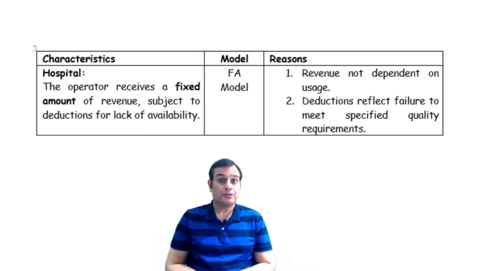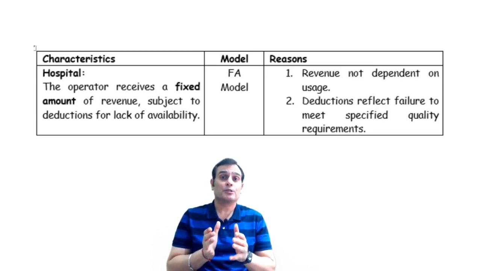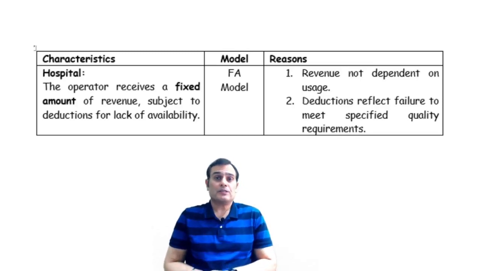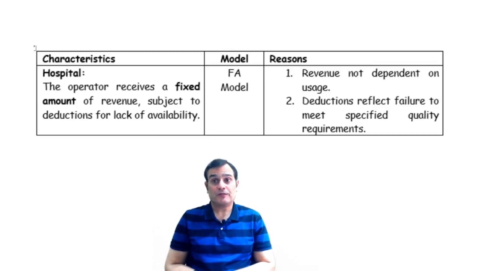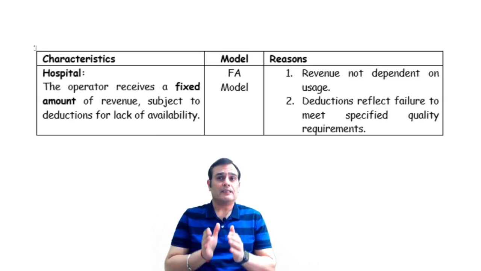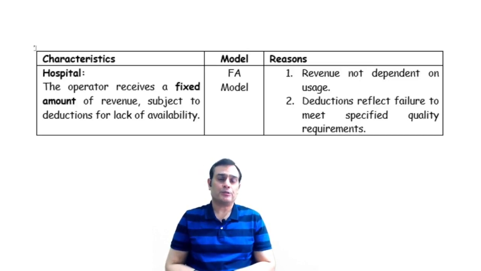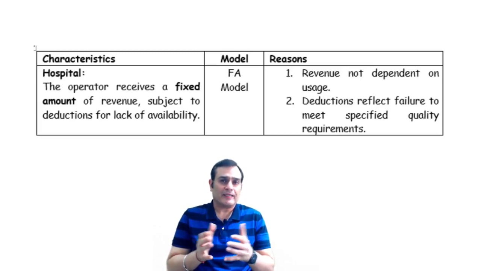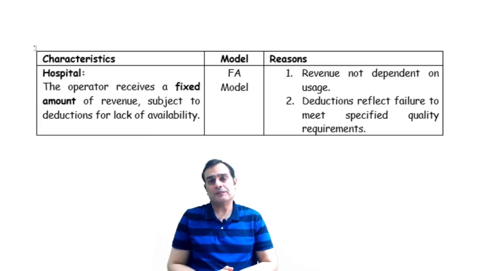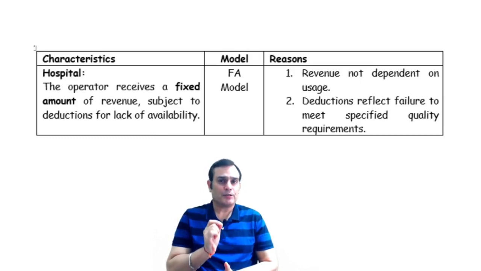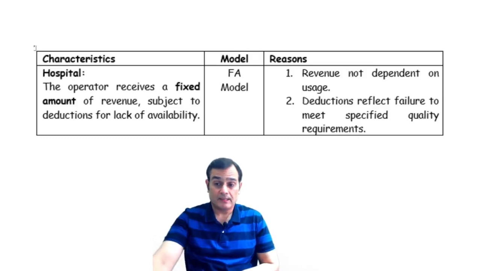Well, there might be deductions, but at the end of the day, the amount which the operator is going to get is fixed. So he is getting a contractual right, which is based on an unconditional right to receive. So revenue is not dependent upon any other factor like usage, for example. Deductions would only reflect the failure to meet certain quality standards. Nevertheless, there might be deductions due to lack of availability, but that does not dilute the fact that there is an unconditional right to receive. So in this particular case, a financial asset accounting model would apply. Let's look at another example.